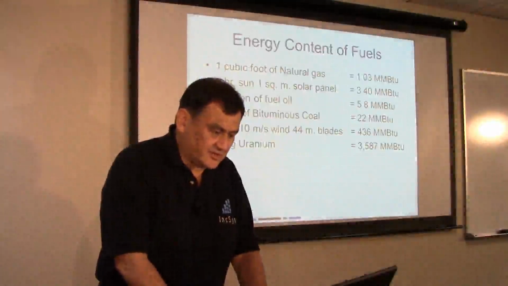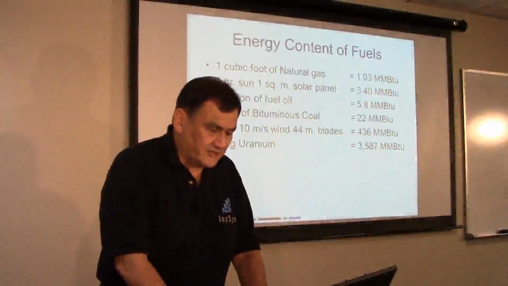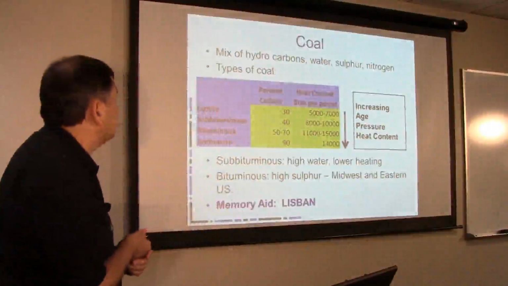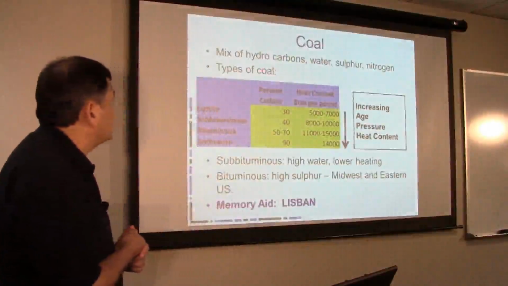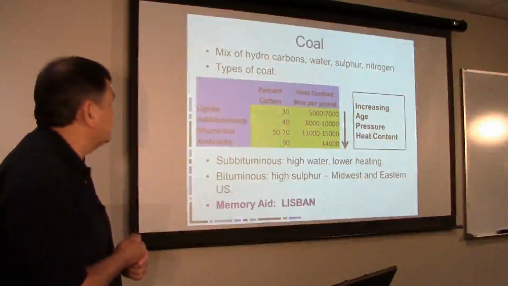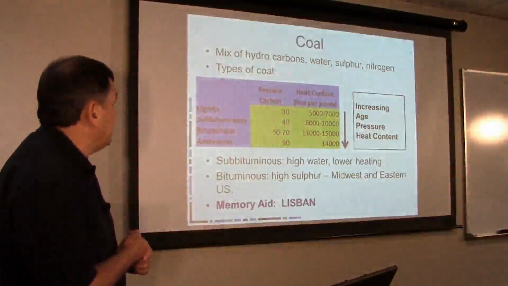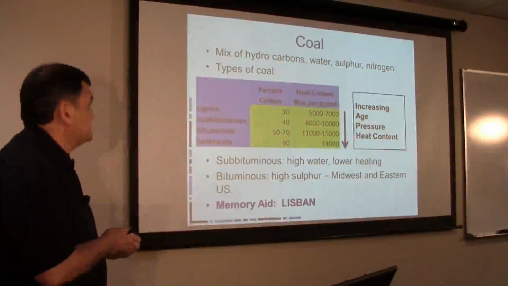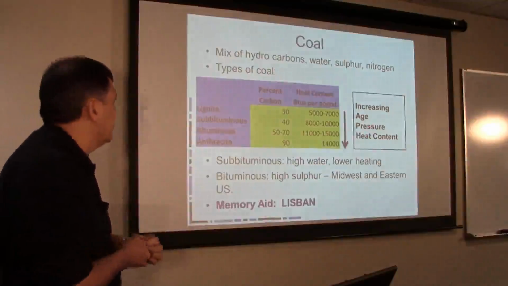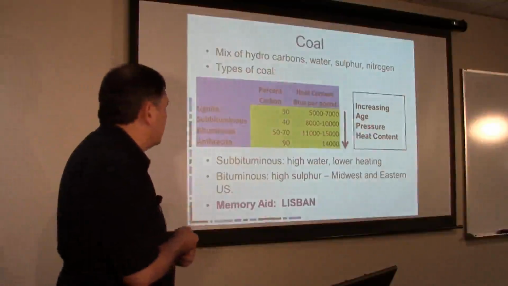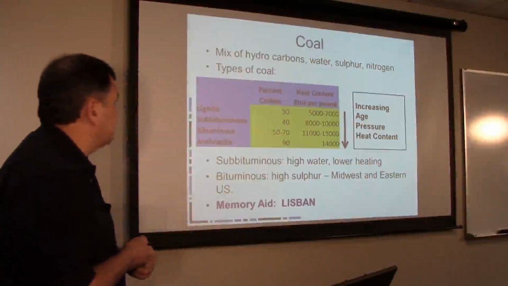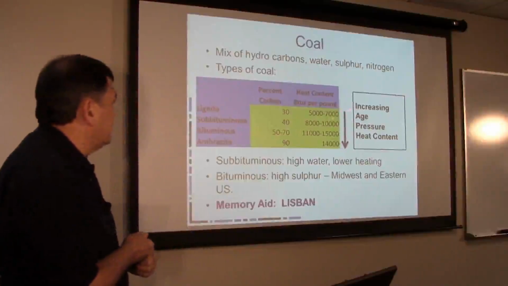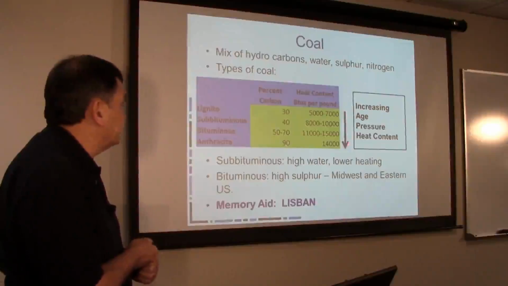Let's take each one of the different fuel types in turn and learn a little more about the varieties and their sources. So coal is basically a mix of hydrocarbons, water, sulfur, and nitrogen. And it can be categorized into different types of coal depending upon the age, the pressure, and the heat content. So clearly, the denser coals have been in the ground under higher pressure for longer periods of time. And as we go through these different types, we get increased heat content, increased pressure, and age.